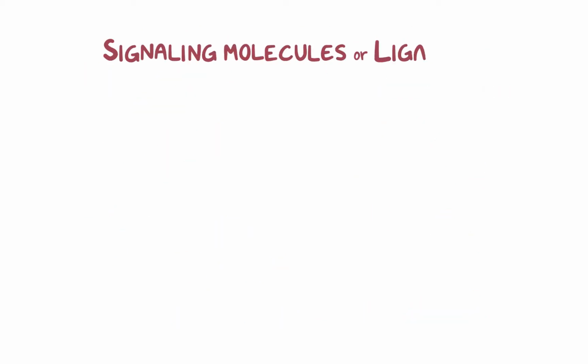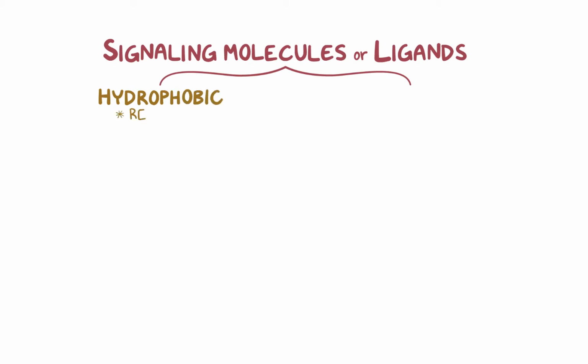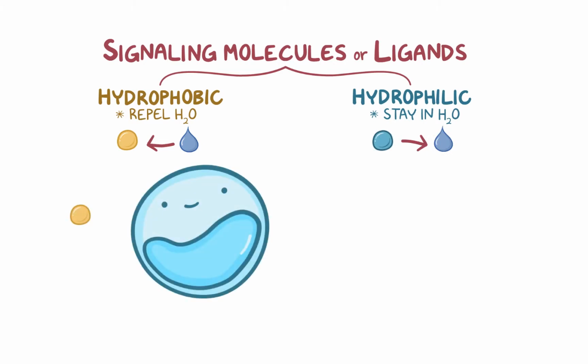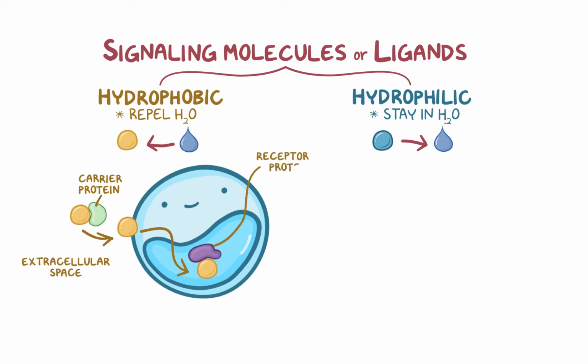Signaling molecules, or ligands, can be hydrophobic, meaning that they tend to repel water, or hydrophilic, meaning that they tend to stay in water. Hydrophobic signaling molecules can't freely float in the extracellular space, so they're brought into the target cells by carrier proteins. Hydrophobic molecules can diffuse across the cell membrane and bind to receptor proteins inside the target cell, either in the cytoplasm or in the nucleus.